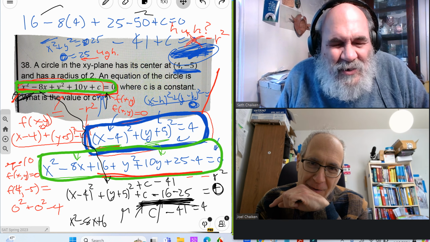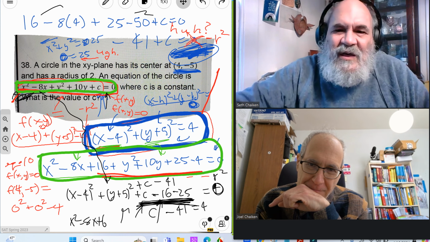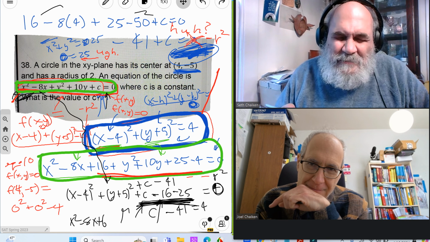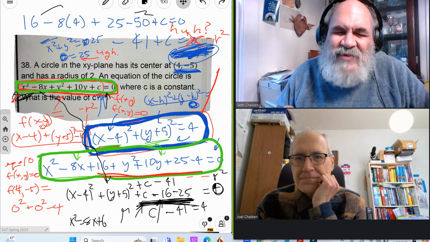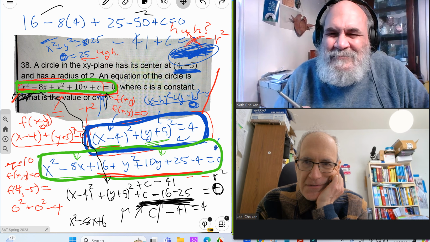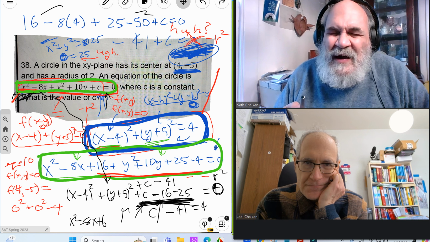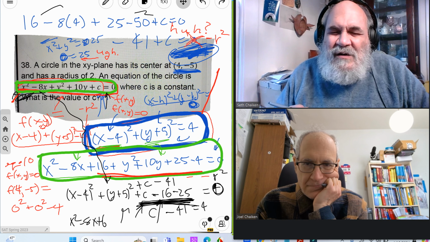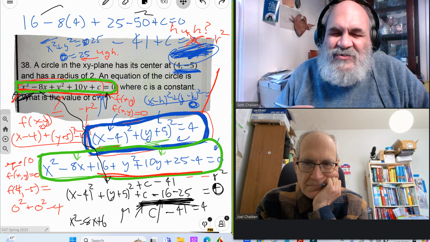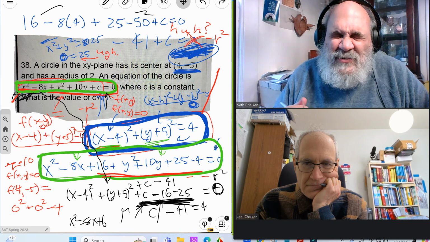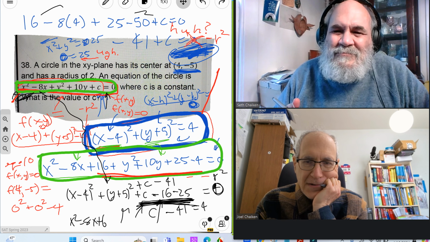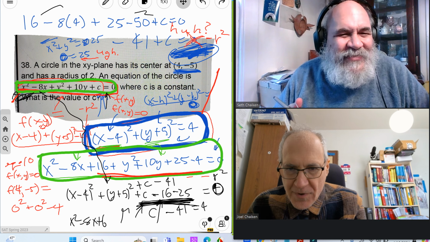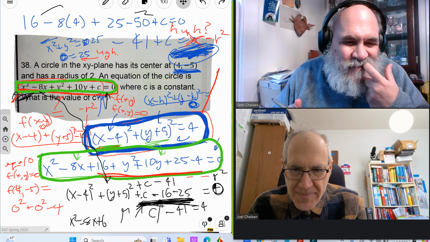What happened? Well, in the SAT question, they did not give the equation in the center radius form. We are talking about converting an arbitrary equation into one with center radius form. Wait, so it should be equals 4. It should be C. It should be this.